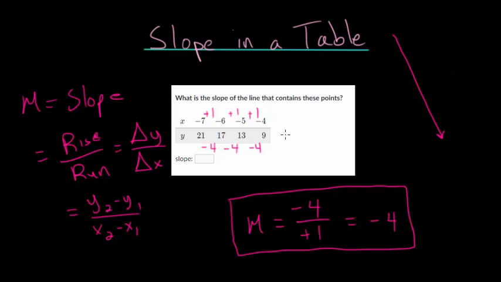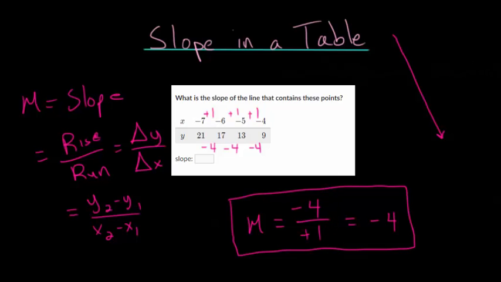But the general strategy here is just to figure out what the x values are increasing or decreasing by, and then look at the y values. What are they increasing or decreasing by? And then just take your change in y values, your rise, put that in the numerator, and put the change in the x values, your run, in the denominator, and then just simplify that fraction.